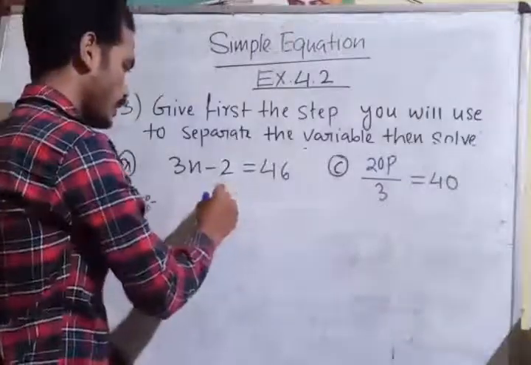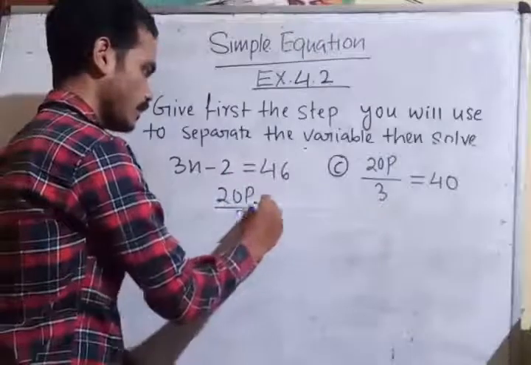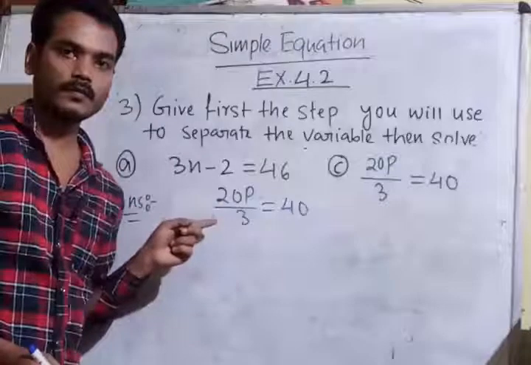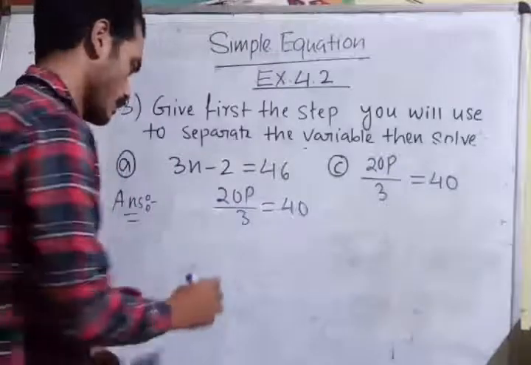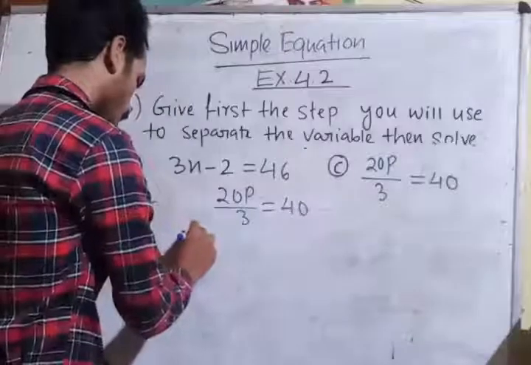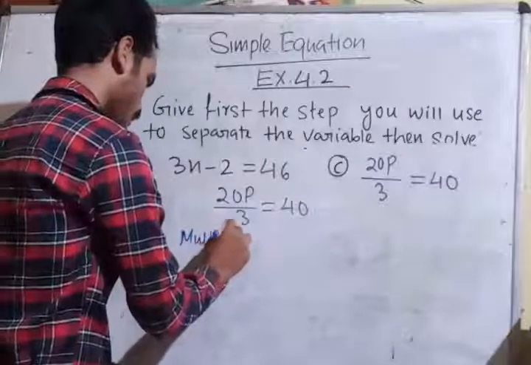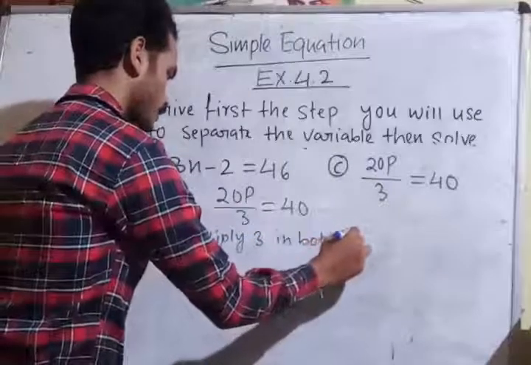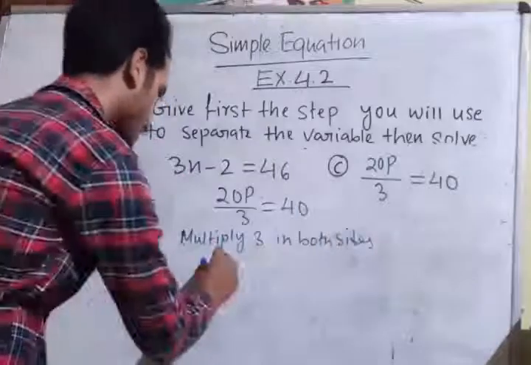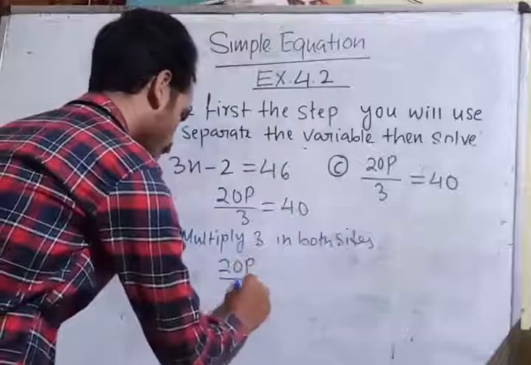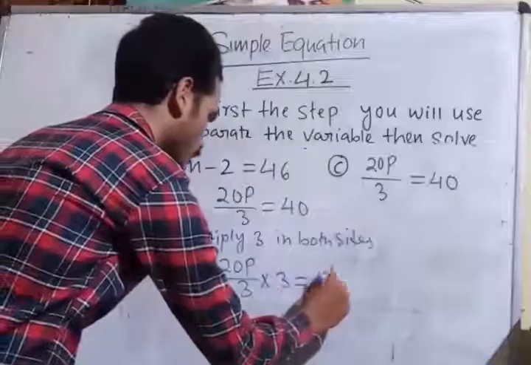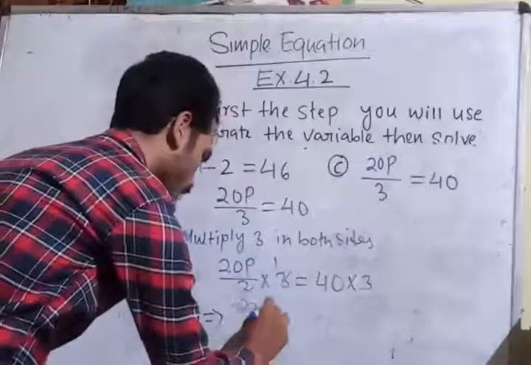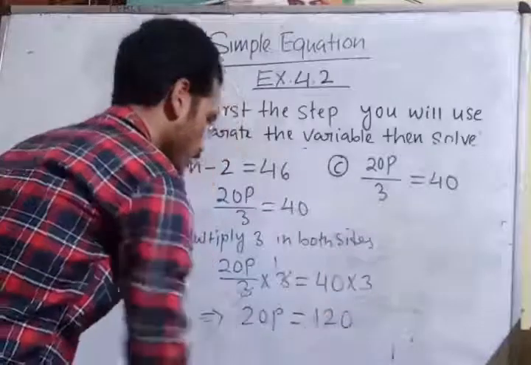Number C is 20p by 3 equal to 40. First of all, you can see this is in division form, so you have to do multiplication first. Multiply 3 in both sides. If you multiply, then what you will get? 20p by 3 into 3 equal to 40 into 3. 3 ones are 3, so that it will be 20p equal to 120.